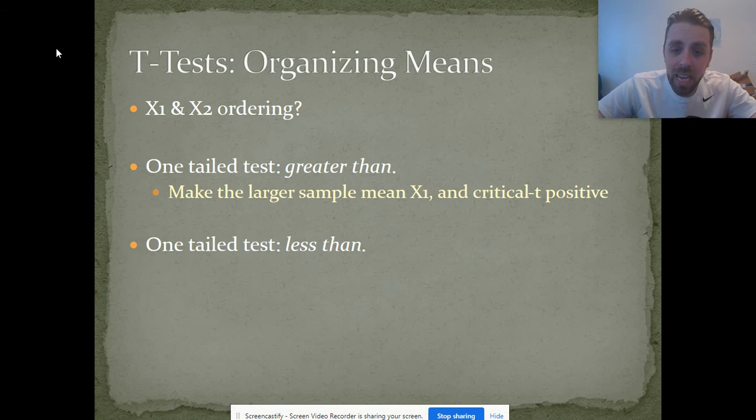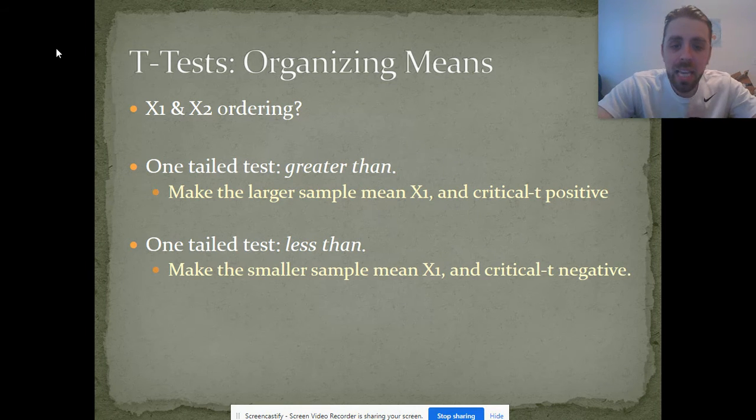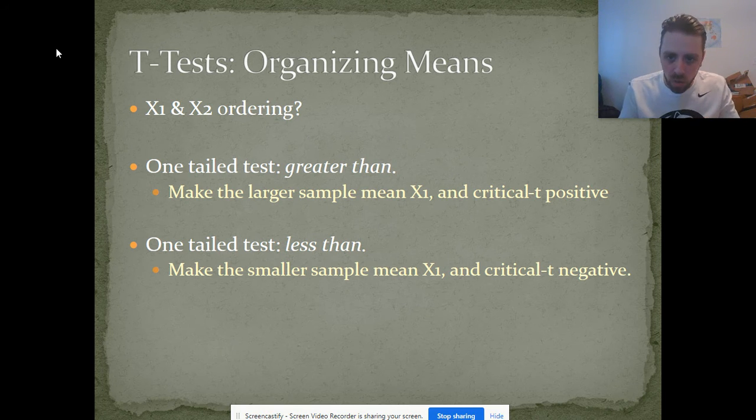If the one-tailed test is going in the other direction, I need to reverse this. Make the smaller sample mean x1, make the larger sample mean x2, and now I need to be looking for a critical t that is negative, okay? And for a greater than one-tailed test, I need to calculate an observed t that is greater than the positive version of that critical t. And it's the inverse for a one-tailed test hypothesizing a less than relationship.